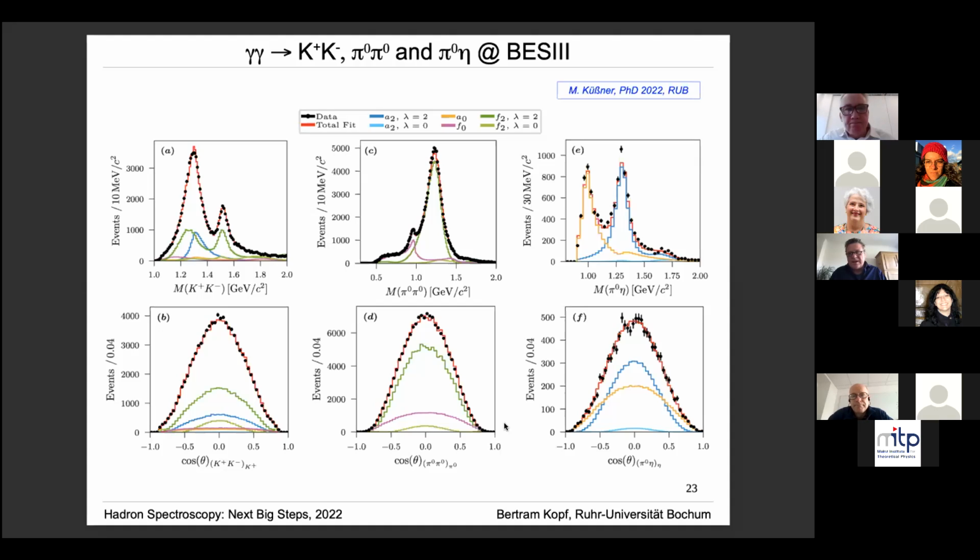Yeah, hi Bertram. I had a question about the f0(1500). I think you can see it here on page 23 in the K+K-, the second peak. Yeah, in this case this is more the f2'. So the f0(1500) production is in principle very low, or one maybe. So this is a question where one has to give an upper limit with these data samples.